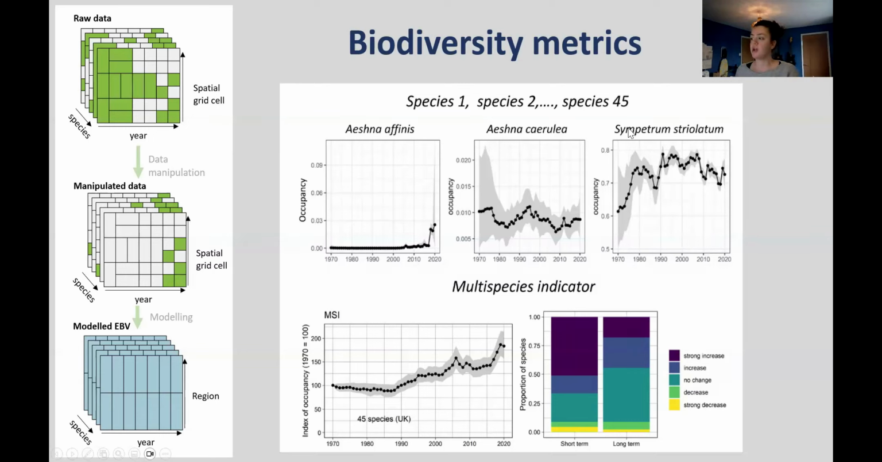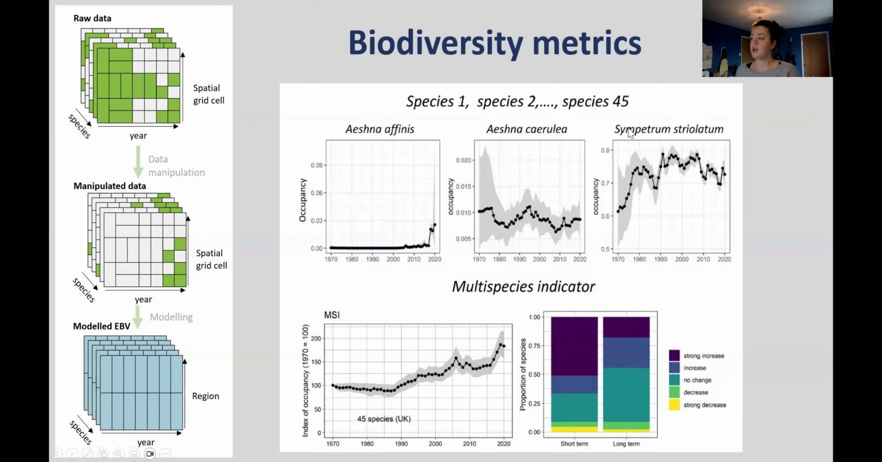So what we usually do is aggregate these indicators, these species-specific metrics, into multi-species indicators. So in this case, we basically have an average across all of the species for this taxonomic group, which is what you see here at the bottom of this figure. So this is how species of dragonflies are doing in the UK between 1970 and 2020. So you can see a distribution that increases over time. And we can also derive metrics such as the proportion of species that are increasing, decreasing, or staying the same.